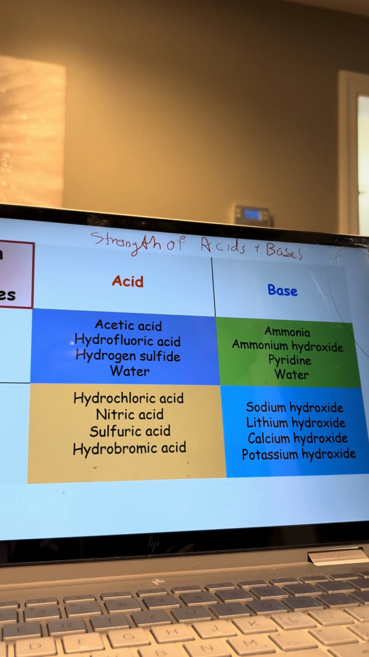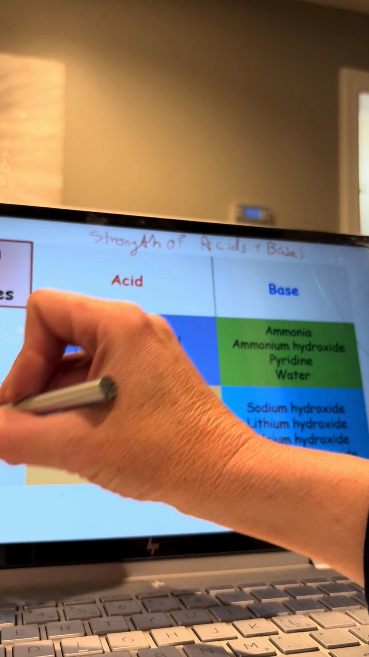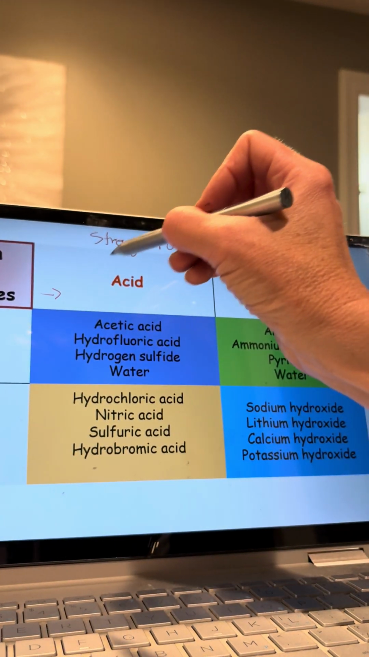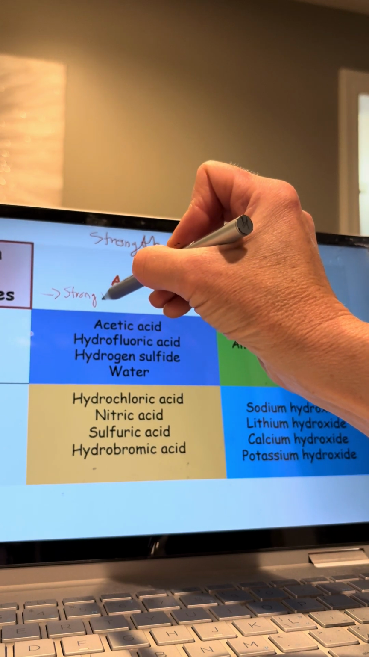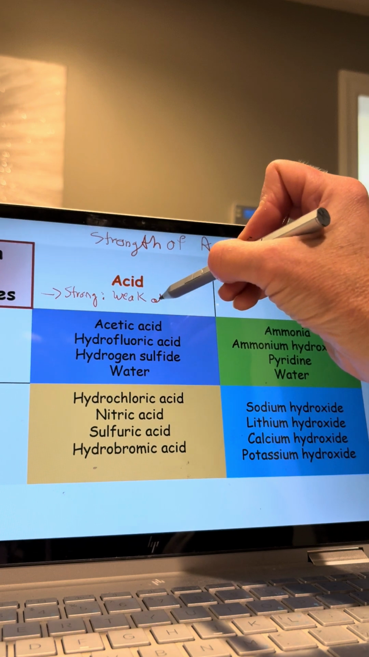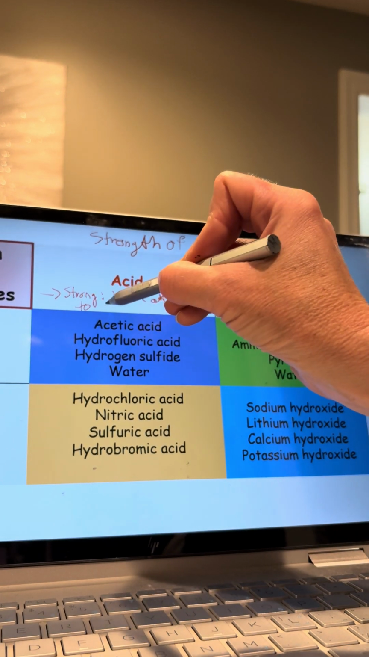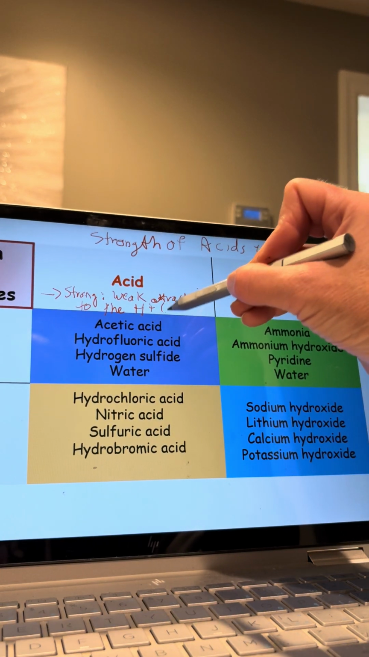So we're looking at now what that actually means. So if something were to be classified as a strong acid, I'll put it here. For something to be considered a strong acid, it's going to have a weak attraction to the hydrogen ion or the proton.